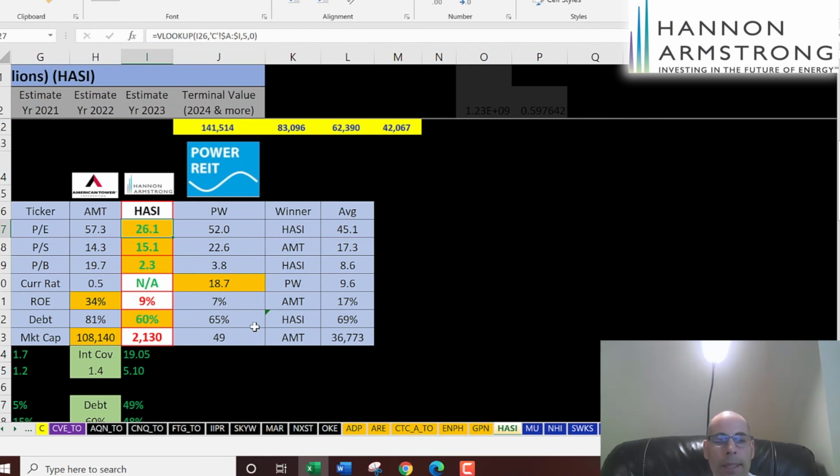All companies have a decent amount of debt. American Tower has the most. Hannon Armstrong has the least. And American Tower is a giant of a company. The other 2 are pretty small compared to them.